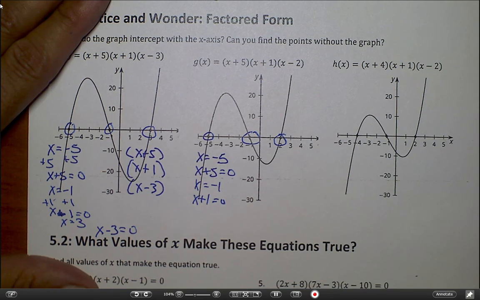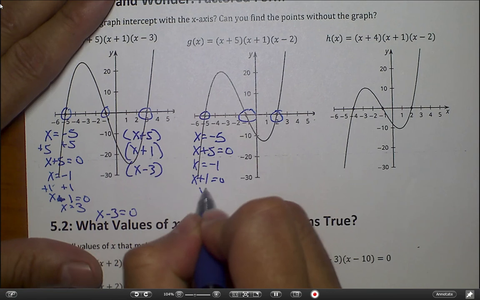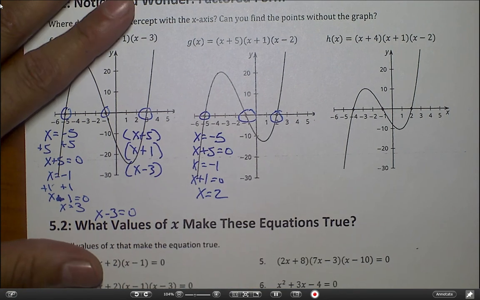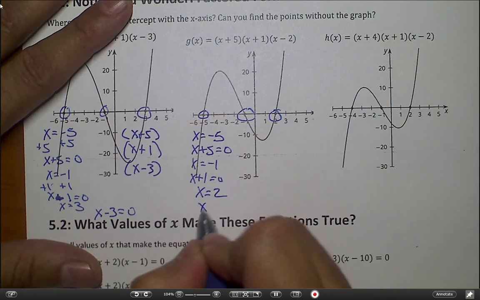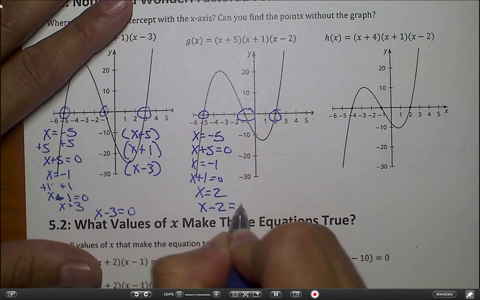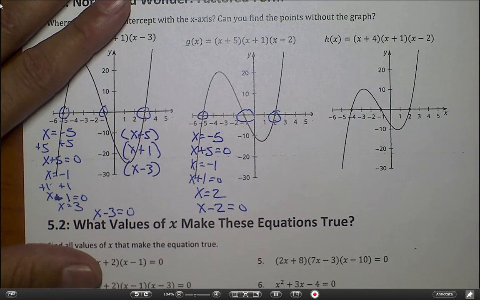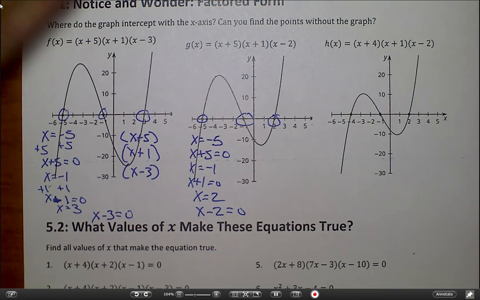Positive 2, right? So we start off with x equals positive 2. Then I have to subtract from both sides, right? So I get x minus 2 equals 0. So those are my factors. That's how I get those.